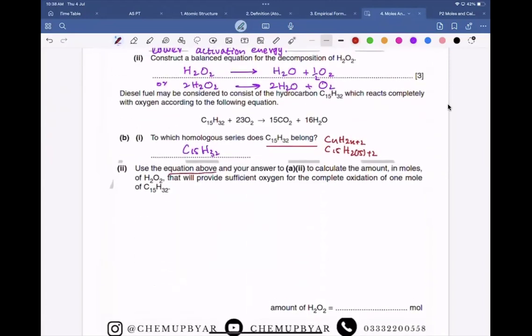Now, use the equation above. It means they are talking about this equation. And your answer to A2, it means they are talking about this equation. So you have to use these two equations to calculate the amount in moles of H2O2 that will provide sufficient oxygen for the complete oxidation of 1 mole of C15H32. Can you do this? How will you do this?